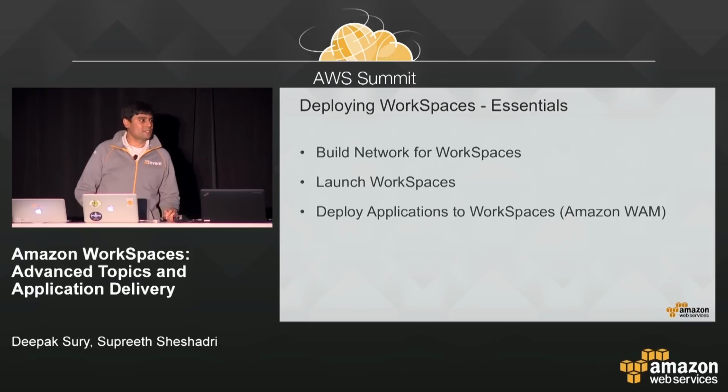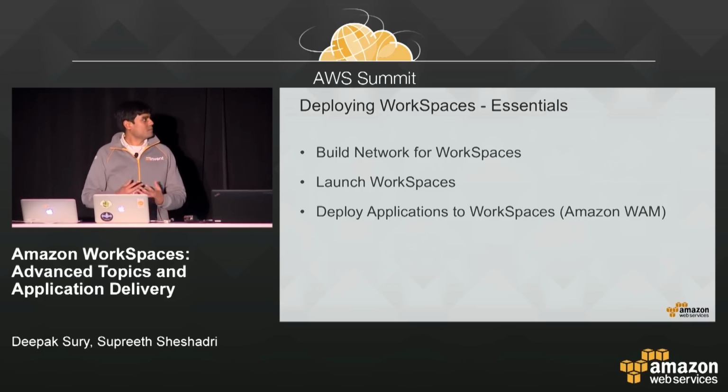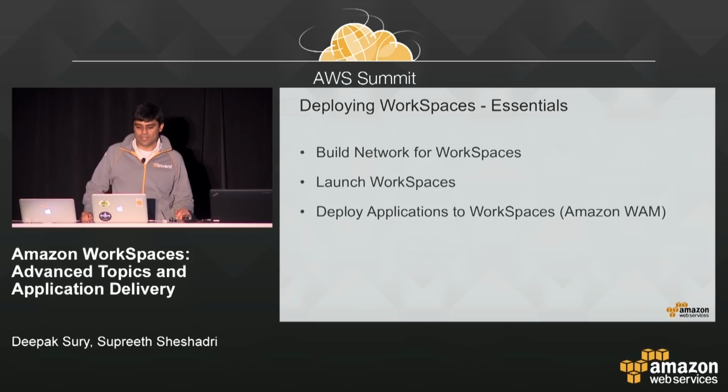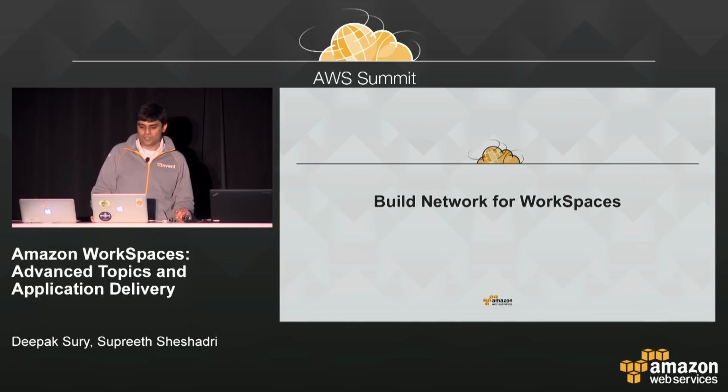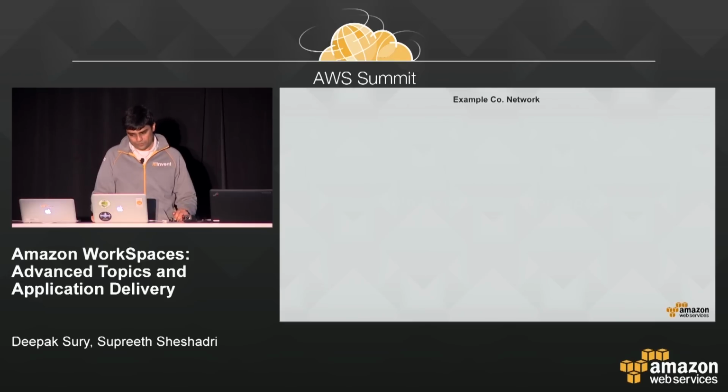The first step always with a Workspaces deployment is making sure that you have the right networking environment, which is foundational. Once we build out a network, then we can go ahead and launch Workspaces. Once the Workspace is set up, one of the things we need to do is get applications to these end users on their Workspaces. That's where Amazon WAM comes in, the new features that we announced today. The first step, of course, building the network.